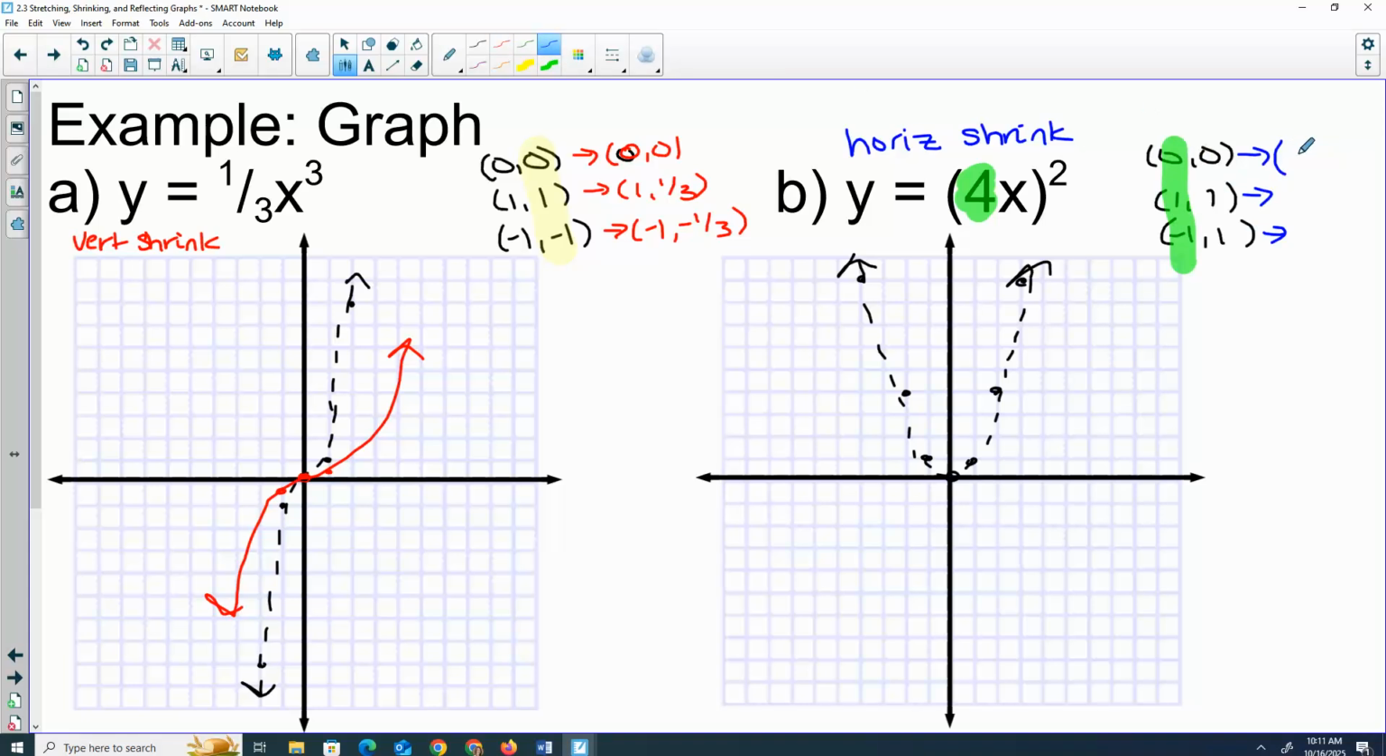What do we do to our x's? Divide by 4. So 0, 0 stays. This would be 1/4, 1. -1/4, 1. Okay, if you wanted more points here, if you took 2 times 1/4, you get 1/2, 4. -1/2, 4. Okay, you are getting an extremely skinny parabola here. Hopefully yours is a little more beautiful than mine. My board has a delay in it today. My graphs are not very beautiful.